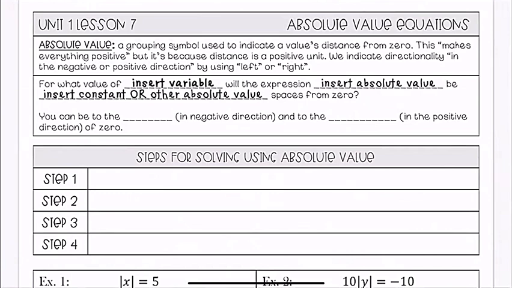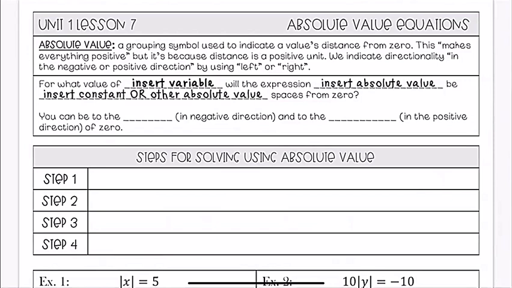So at the top here, I just have a reminder for you on what the definition of an absolute value is. So an absolute value is a type of grouping symbol used to indicate a value's distance from 0. This makes everything positive. I put that in quotes, but it's because distance is a positive unit. So we're not actually changing anything to positive. We're just representing a distance, and distance cannot be negative. You can go in a negative direction, but you cannot drive a negative distance.